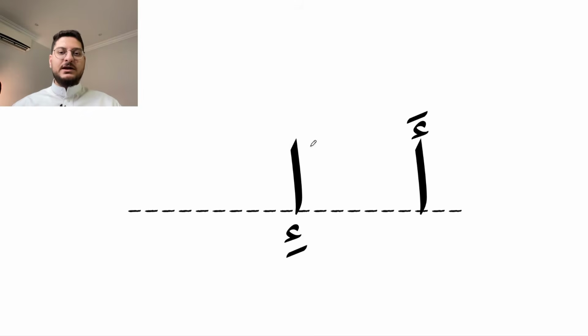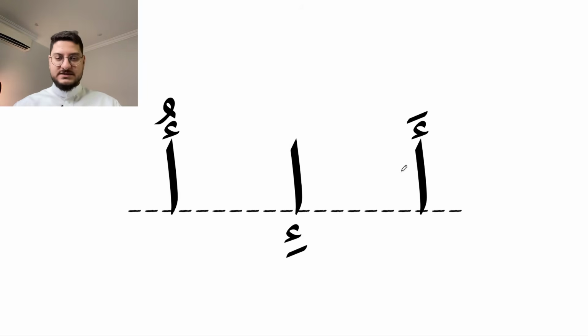E. So again, Hamza with a fatha is a, and Hamza with a kasra is e. What about Hamza with a dhamma? Hamza with a dhamma is u. So again, a and e and u, all of these are the same letter in Arabic.